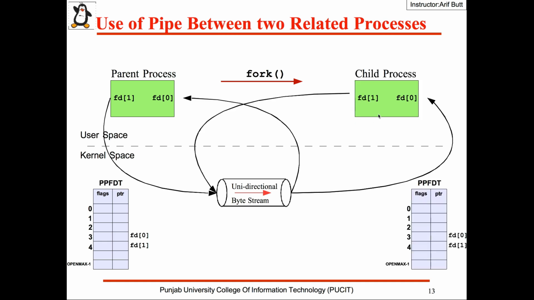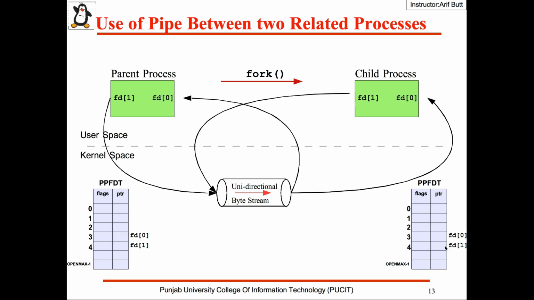So here is the child process. And we all know that once a process forks, the ppfdt of the parent is inherited by the child process. So both these ppfdts are exactly identical. The ppfdt of the child process is also having the descriptor 3, which is pointing to the read end of the pipe, and descriptor 4, which is pointing to the write end of the pipe.